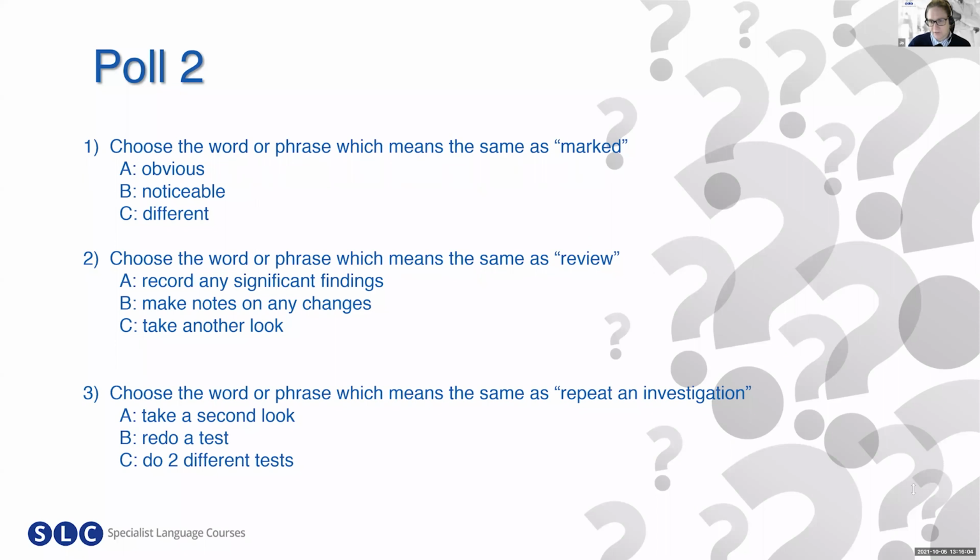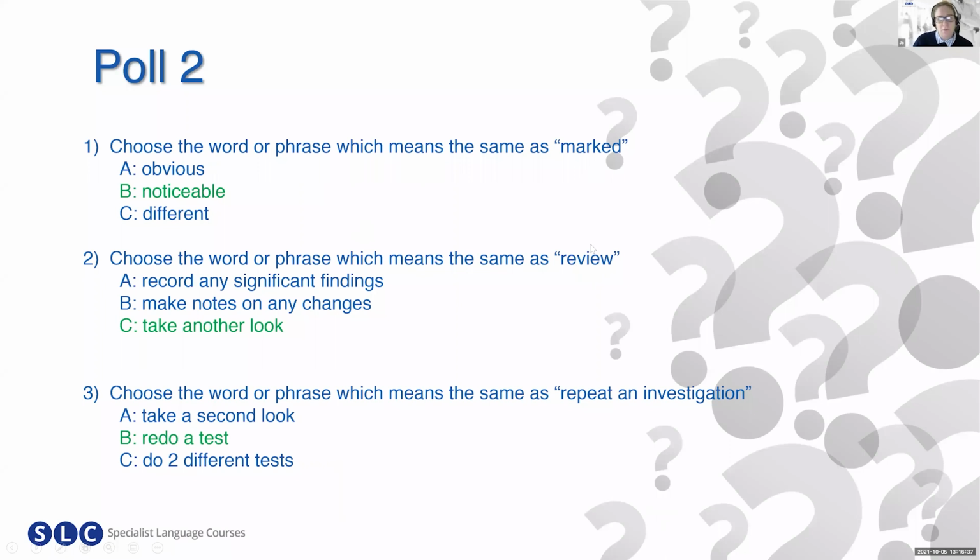All right, let's have a look. I'm just going to share the results. So as you can see, most people have gone for noticeable, meaning the same as marked. Most people have gone for take another look, and most people have gone for redo a test. So yes, those are the correct answers. The adjective marked means noticeable. If you say, for example, the patient has made a marked improvement, it's a noticeable improvement.